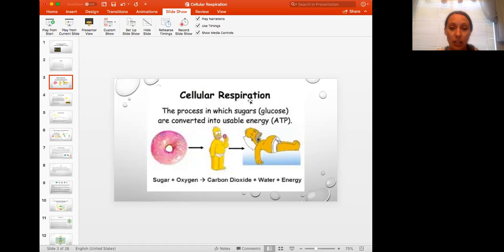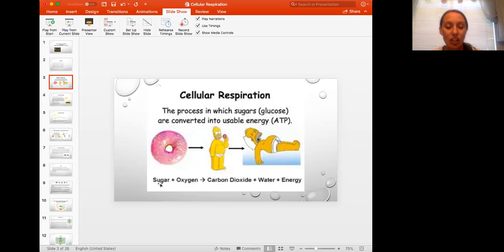Cellular respiration is the process in which sugars, and you're probably thinking, oh, sugar, yes, okay, candy, yes. We're talking about glucose, which is a sugar that we get from foods that we eat, that can then be converted into a usable energy, which we call ATP, okay? And here in this little image you can see the old Simpsons cartoon. It's a good little example.